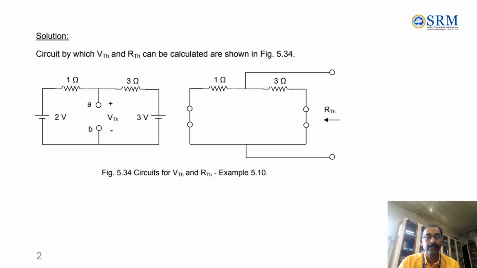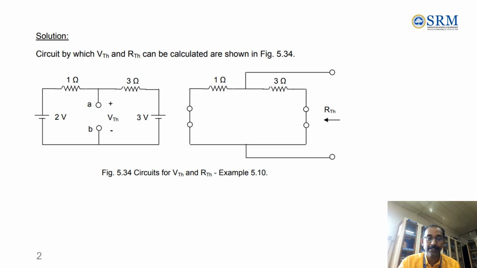Now let us see this. The circuit has a Thevenin resistance and a Thevenin voltage, and you have to calculate them. As I said, first Thevenin resistance. I said the voltage source has to be shorted. If it is a current source, the current source has to be opened. But in the given circuit, only two voltage sources are there. Both are shorted. Now look at the resistances 1 ohm and 3 ohm. Both are in parallel, so we can simplify and calculate the value of Thevenin resistance.